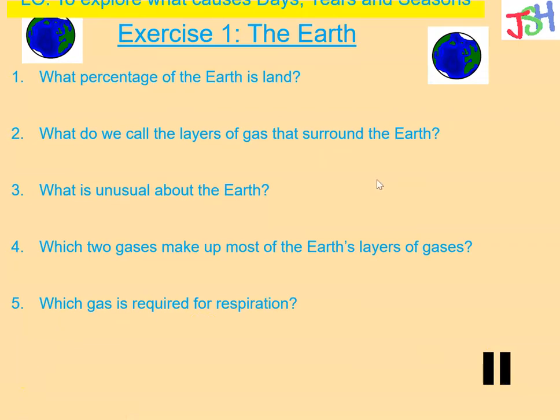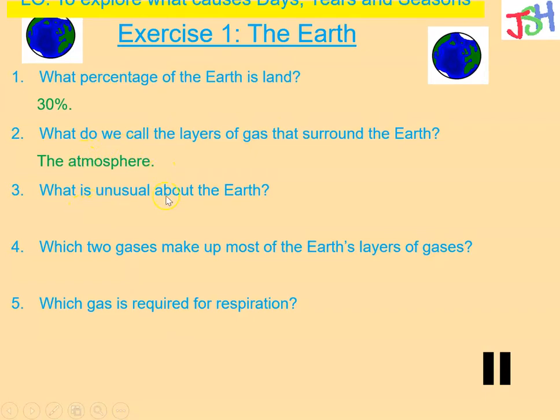Okay, please get your green pen to mark the answers. First question, what percentage of the earth is land? 70% of the earth is water, while 30% of the earth is land. What do we call the layers of gas that surround the earth? So the layers of gas that surround the earth are called the atmosphere.